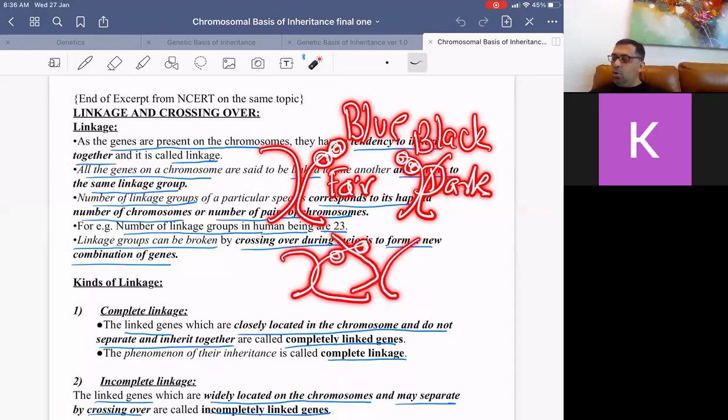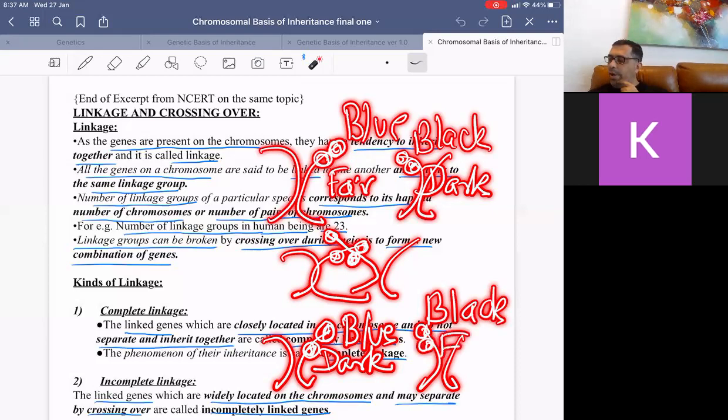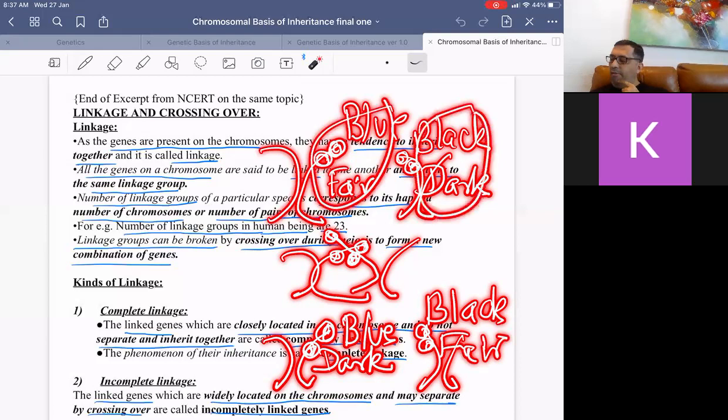That recombination occurs between the two genes. The genes are so tightly linked that recombination between them would form blue eyes with dark skin and black eyes with fair skin. This recombination has happened. So it was blue and fair, black and dark. Now we have got blue and dark and we have got black and fair. So crossing over was exactly in between the genes.